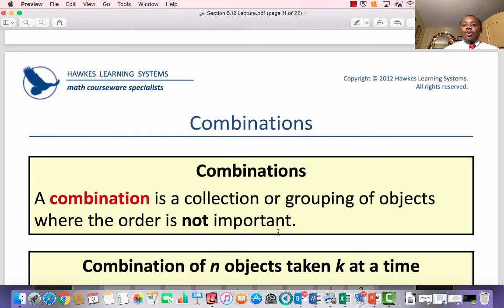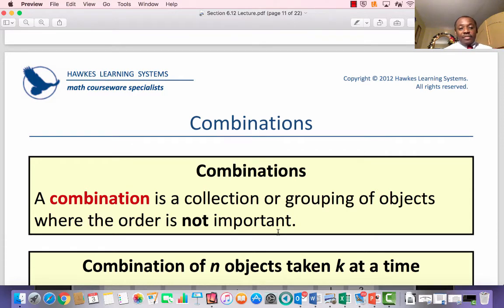Okay, we now come to the third rule of counting known as combinations. So we have the fundamental counting rule, we have permutations, and now we have combinations. A combination is a collection or a grouping of objects where order does not matter. Order is not important. And I should just mention this. The difference between permutation and combination, the big difference is this. When it comes to permutation, order matters. Order is important. Order is implied in the question.